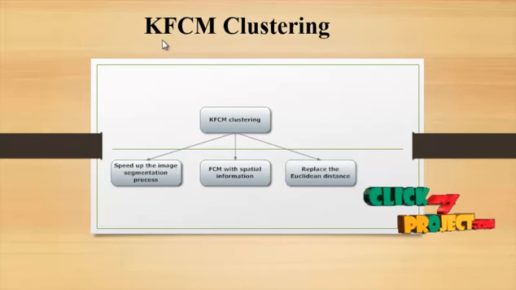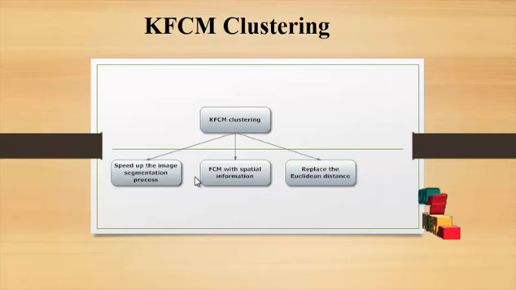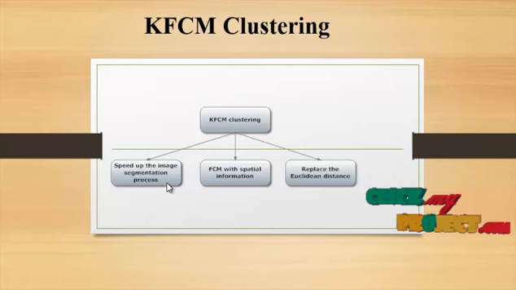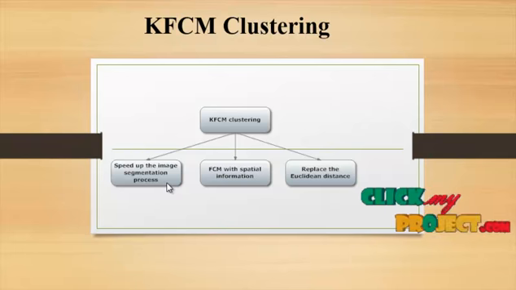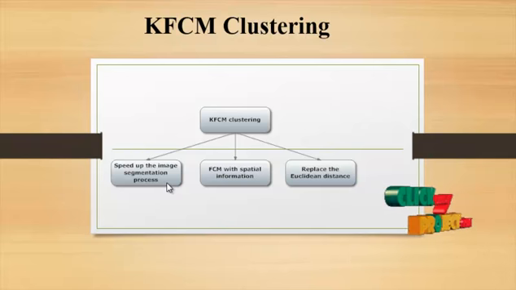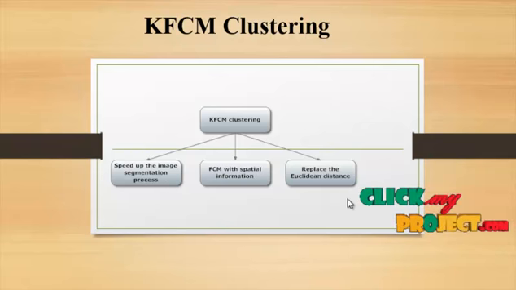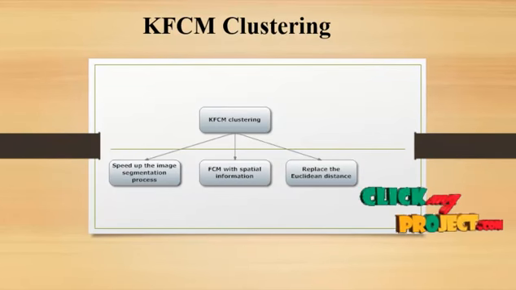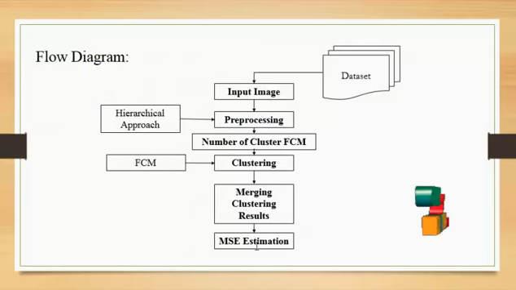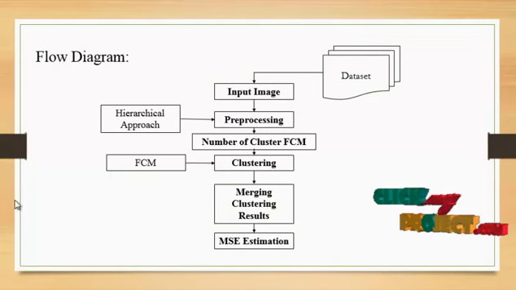And then kernel FCM clustering. Kernel FCM clustering is a process to speed up the image segmentation process, to segment the images using the speed up process, and then FCM with spatial information. FCM is a fuzzy C-means clustering process with spatial information, and then it replaces the Euclidean distance to calculate the distance. Finally, restoring the image by using the value of the clustering. So finally calculating the MSE estimation. So this is the overall flow diagram of the particular process.